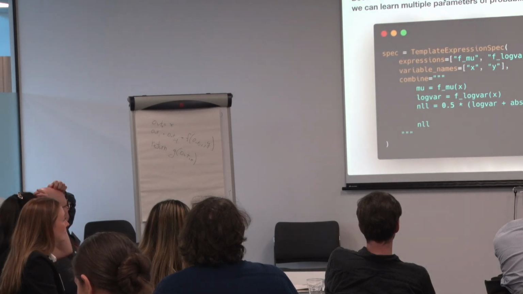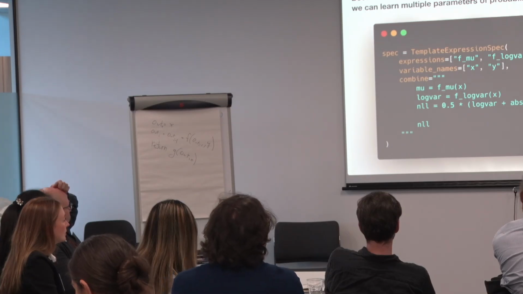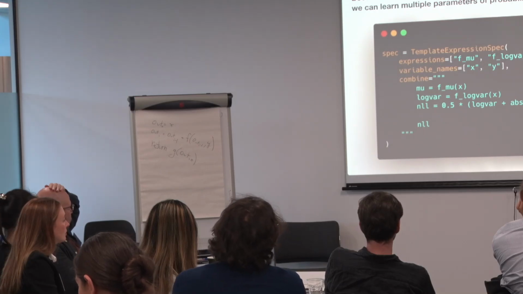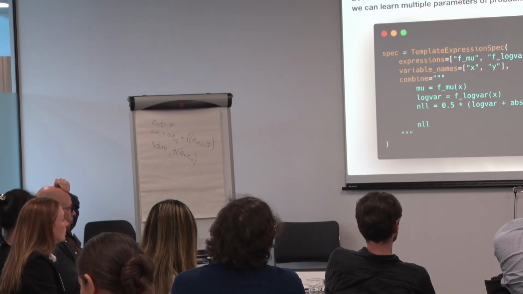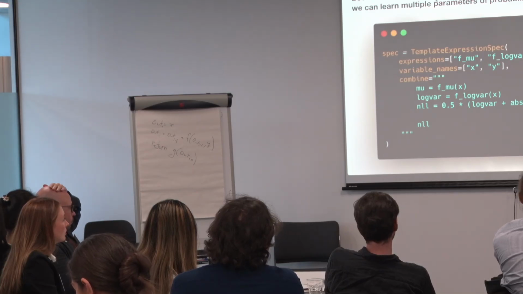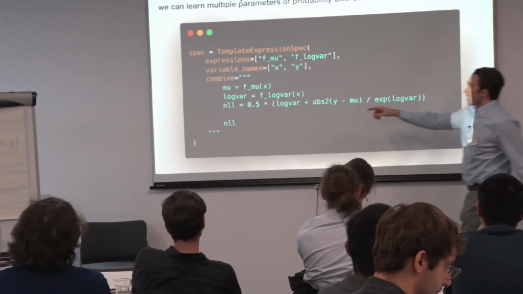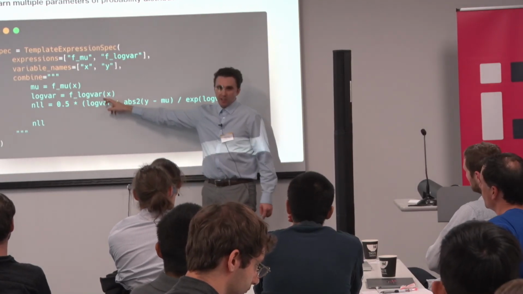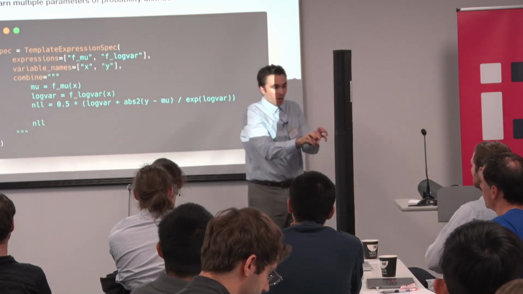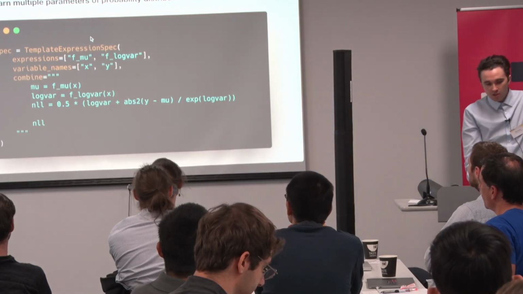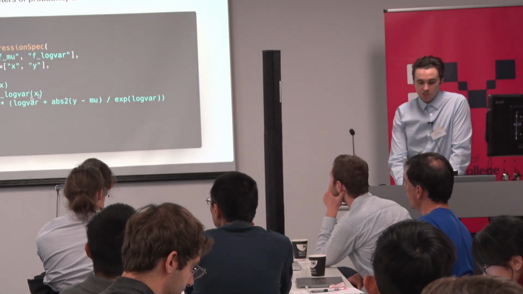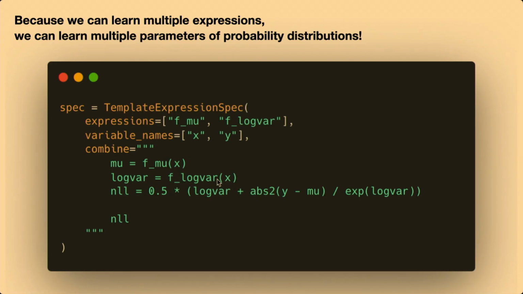This also means you can learn probability distributions. So just like in PyTorch, if you are fitting heteroscedastic regression problems, you can also do that in symbolic regression. So you can fit an expression for the mean of a Gaussian and the variance of a Gaussian. You just fit one expression for both. And then the loss would be the negative log likelihood that you return. So this is just the negative log likelihood for a Gaussian.